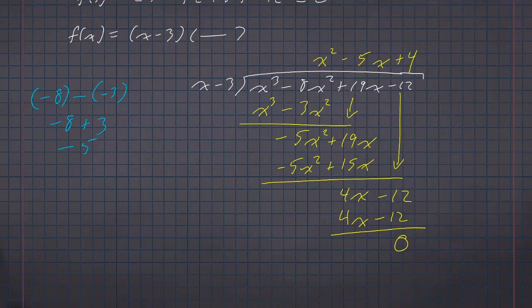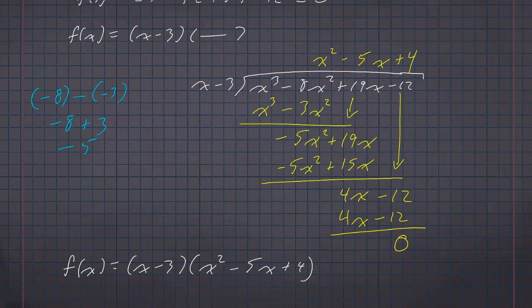If I ended up with a non-zero remainder, that would mean that this function did not divide evenly, and that what we had wasn't actually a zero of the polynomial in the first place. In this case, it did divide evenly, so this is a zero, and that tells me that I can factor f of x into x minus 3 times x squared minus 5x plus 4.